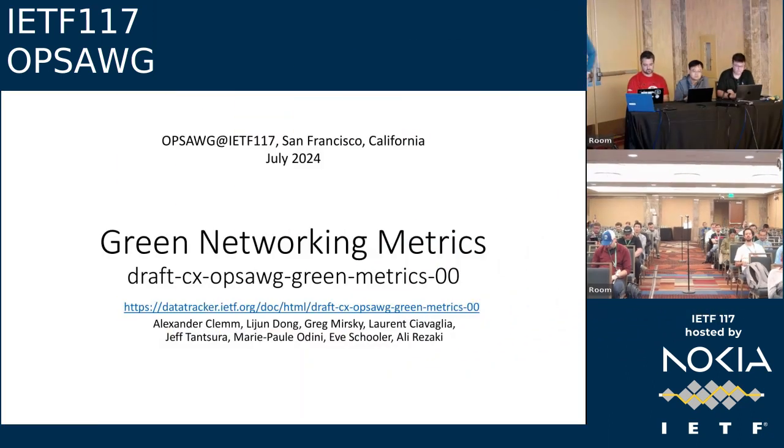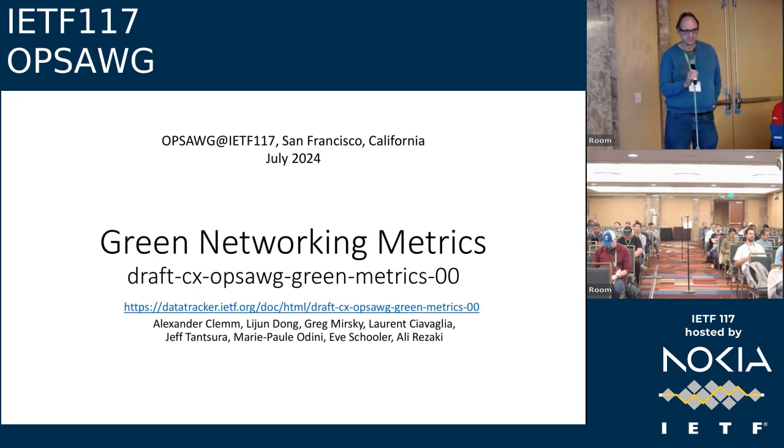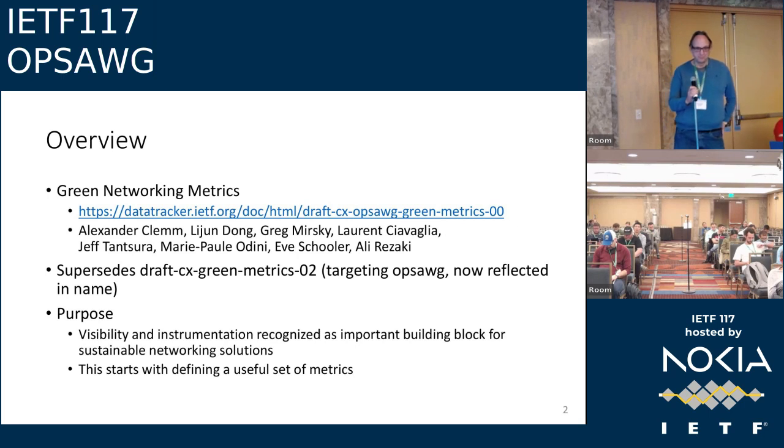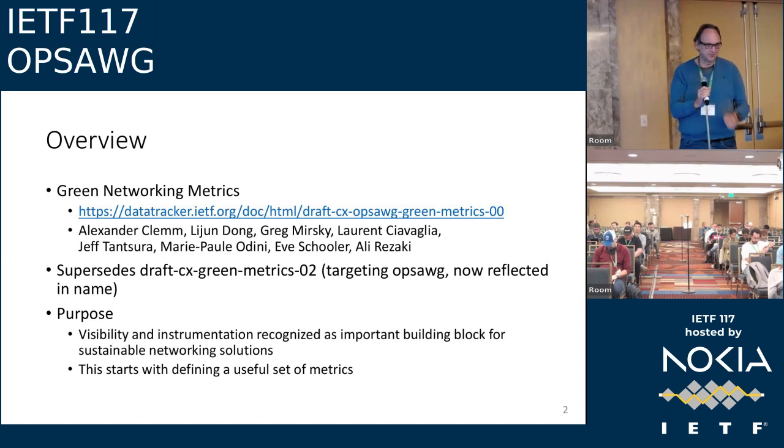So, Alex. Yes, this is an update on the green networking metrics draft. Although it's a 0.0 revision now, it's really a 0.3. It supersedes an earlier draft, and we reflected the OPSAWG name in the name of this. The purpose is to provide a set of metrics for sustainable networking. Visibility and instrumentation has been recognized as an important building block for sustainable networking solutions. There have been many discussions on the e-impact mailing list, and there was a side meeting earlier this week. So this plays into that theme.